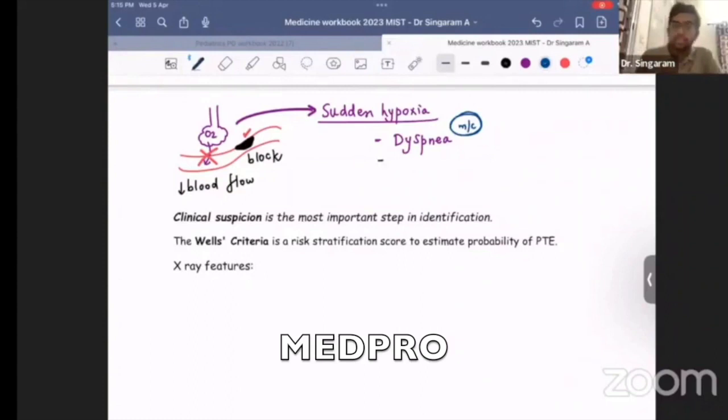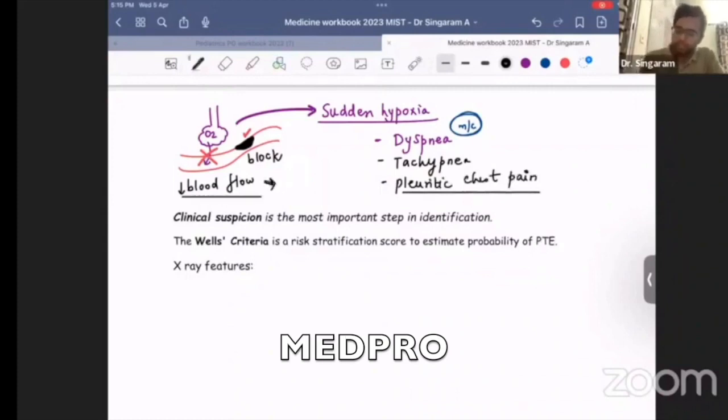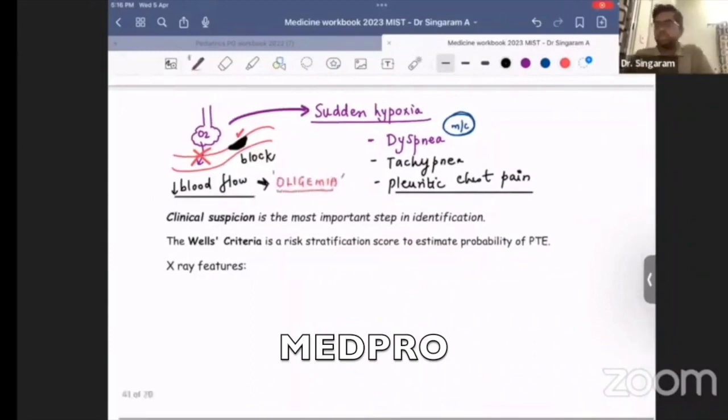When you see the patient, he will have fast breathing, or tachypnea. Another feature, very rarely, is pleuritic chest pain. Suppose the area affected is near the pleura, you can even have pleuritic chest pain. I hope you are able to follow this. And because of the decreased blood flow, you will have what we call oligemia of the lung fields. I will come back to this point a little later. Okay, fine.